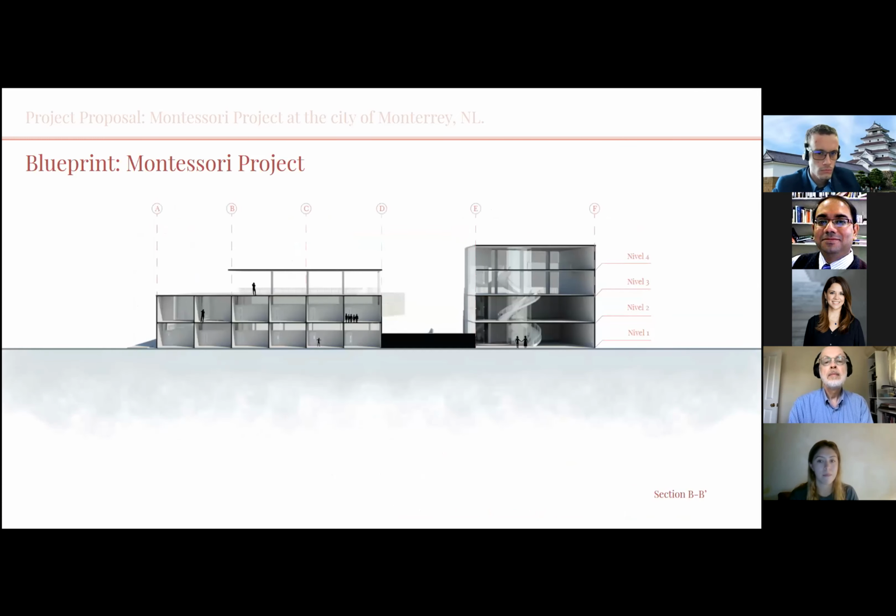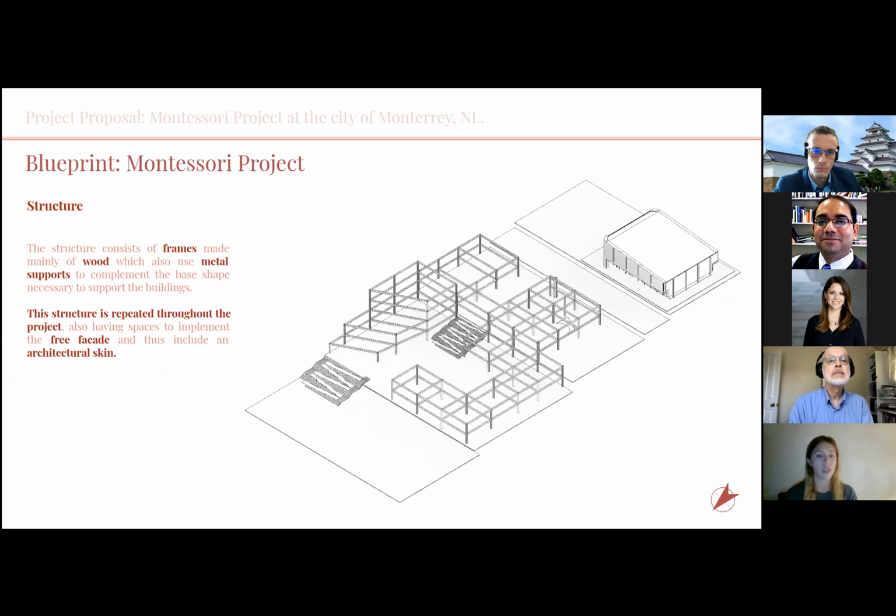This structure consists of frames made of wood that are supported by metal elements. This is repeated throughout the project, generating spaces for a free facade and including the architectural skin. Now, we'll talk about intelligent buildings and the architectural skin.